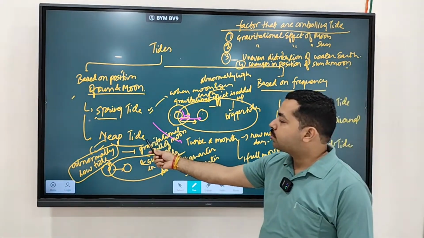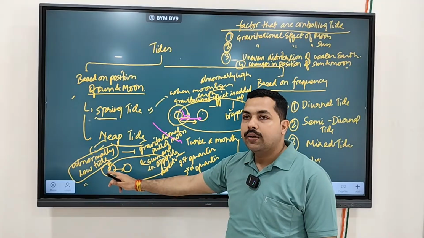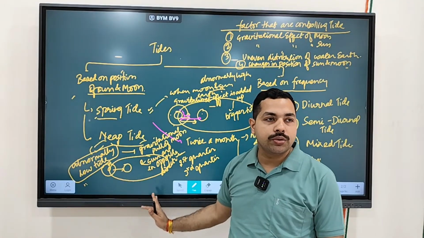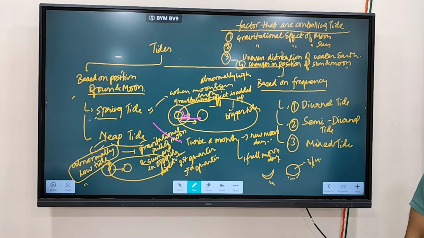In the neap tide case, what is happening? You are going to see the abnormally low tide. Why abnormally low tide? Because the moon's and sun's gravitational pull are going to be in opposite directions. So that's why you're going to observe abnormally low tide. Fine.